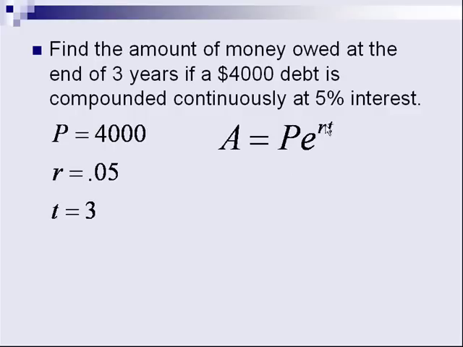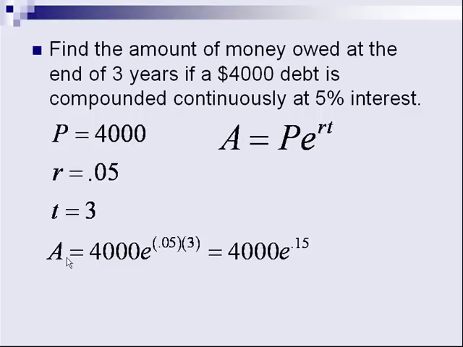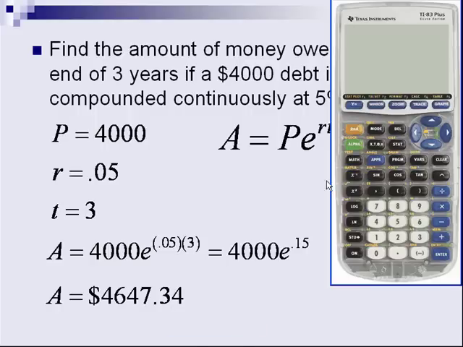Right, so we have the P, the r, and the t, and now we can solve for this final amount just by plugging those in. Alright, so we got A is 4,000 times e to the 0.05 times 3. 0.05 times 3 is 0.15. Plug that into our calculator in a minute. But that should come out to 4647.34. So let's just check that real quick.